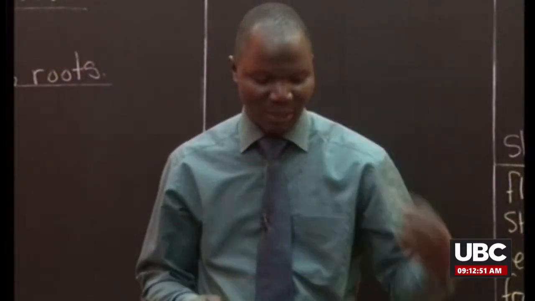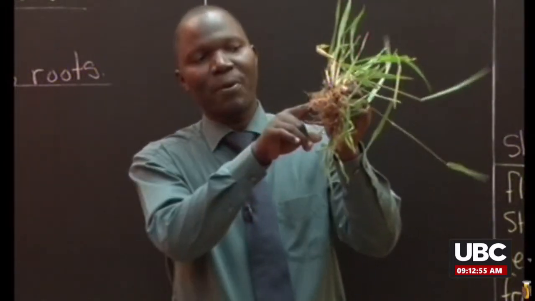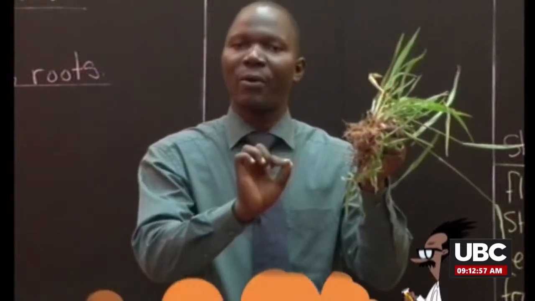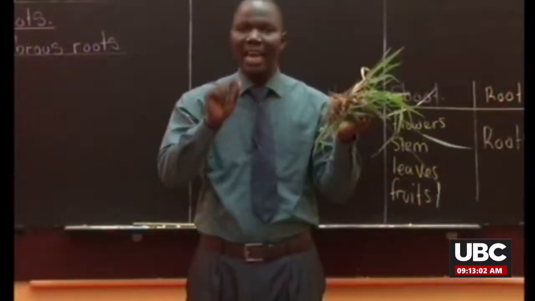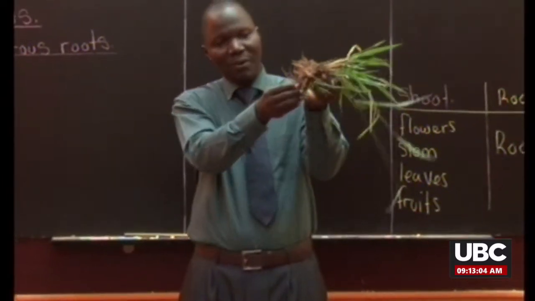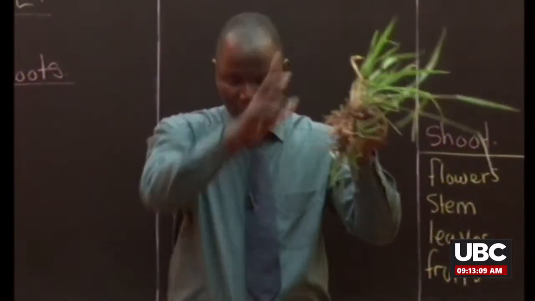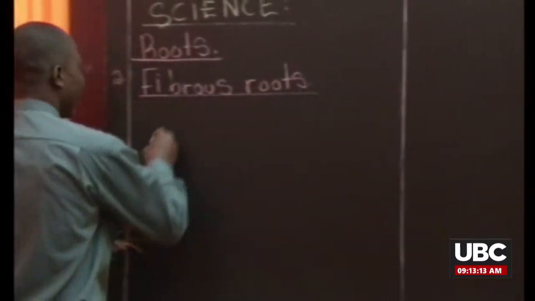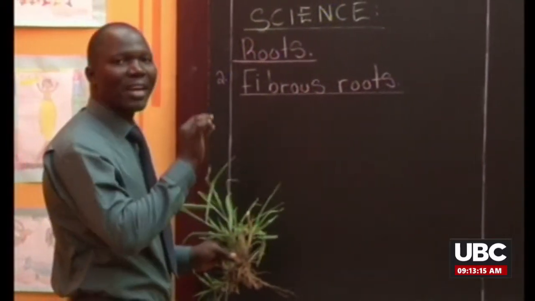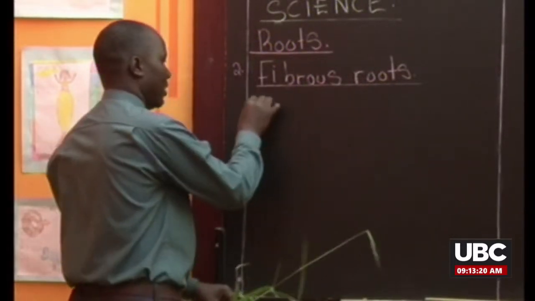Welcome back from that short break, children. Before you went for the break, we were looking at our roots. And this type of root is the one we are calling fibrous roots. And we had said that if you look at all my roots, they come from one point. So we note that one and say that these roots, fibrous roots, come from one point.